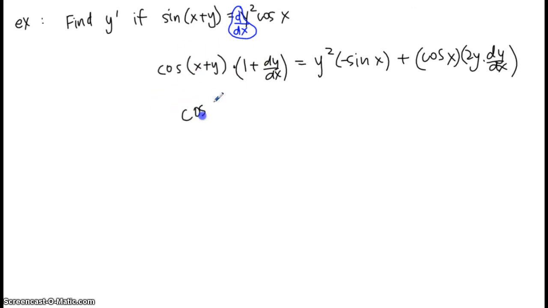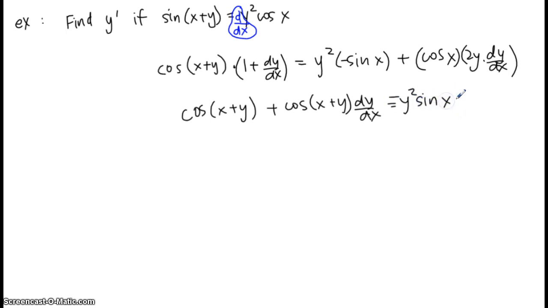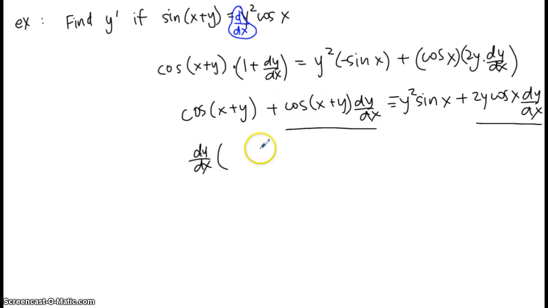Let's distribute. So I'm going to get cosine of x plus y plus cosine of x plus y times dy dx is equal to negative y squared sine x plus 2y cosine x dy dx. I multiplied everything out. I have 4 terms. This term and this term both have the dy dx, so I'm going to bring all of that to one side, and I'm going to factor out the dy dx. I'm going to bring everything to the left, so this is going to stay positive, cosine of x plus y. This is going to be negative because I subtracted it from both sides, and I factored out the dy dx.